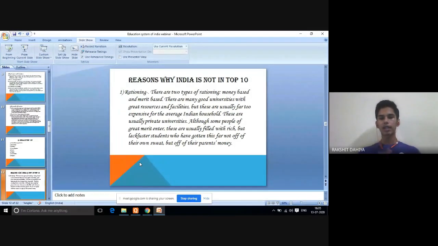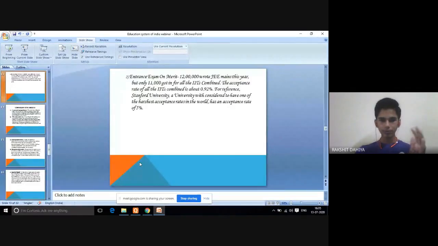If you ask that, there are a lot of things like merit based. There are a lot of problems on merit based as well. I have the next point with this. So this is the entrance exam on merit. We all know there are different problems in IIT as well. This year, 12 lakhs wrote JEE Main, but only 11,000 got in for IIT combined, because the acceptance rate of IIT universities is just 0.92%, which is very less.